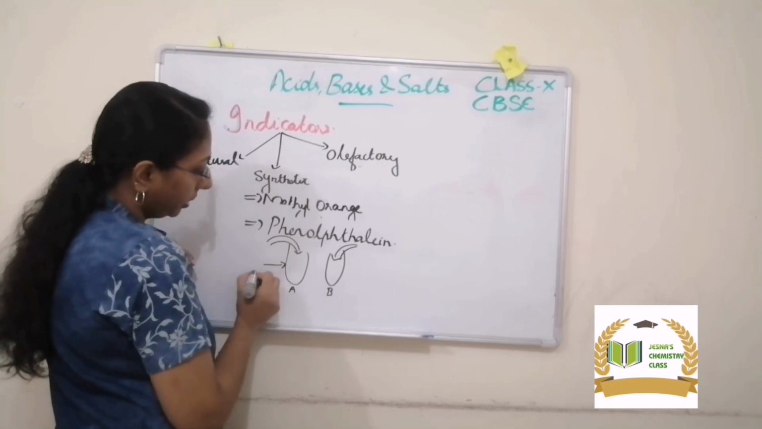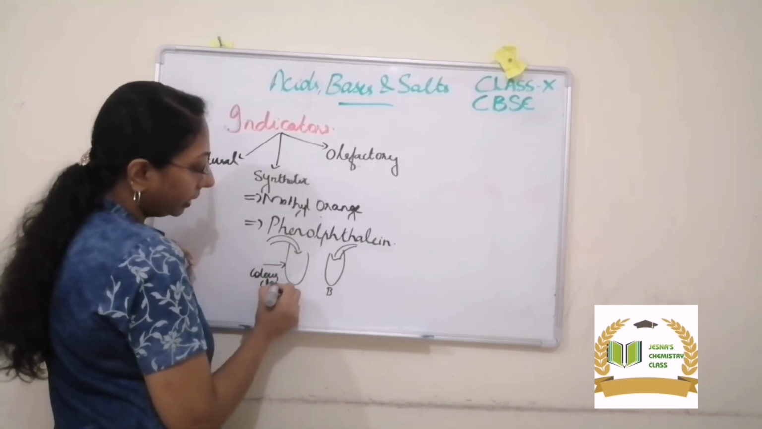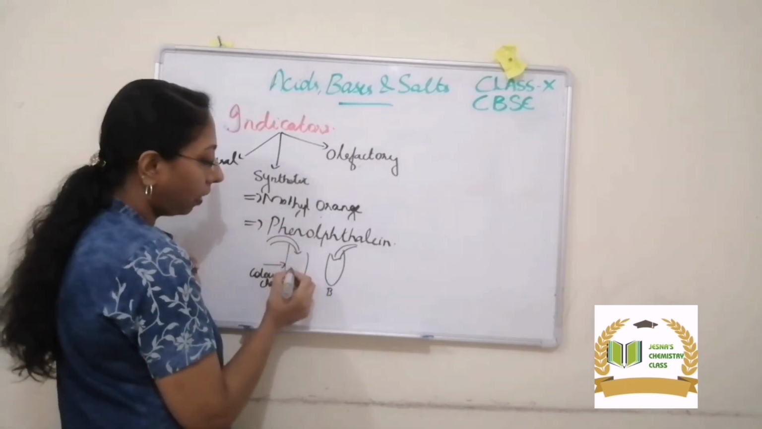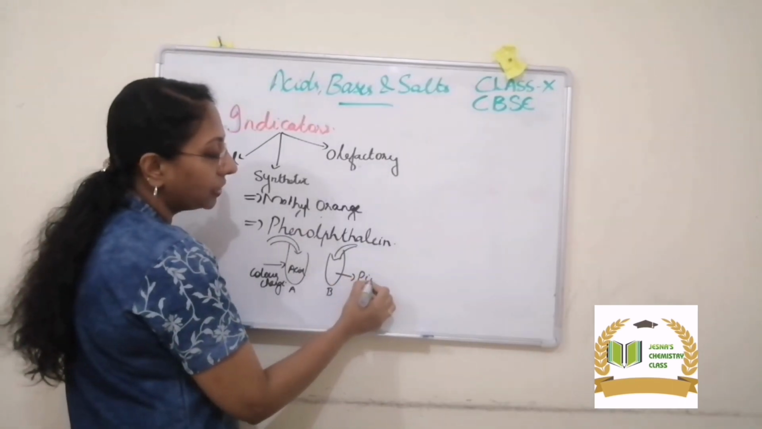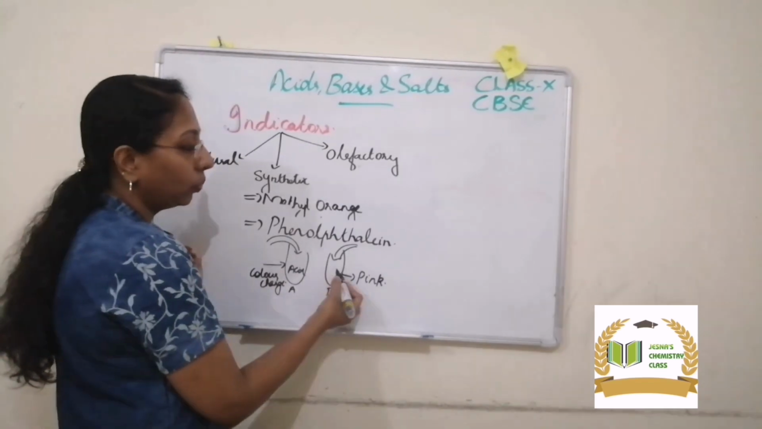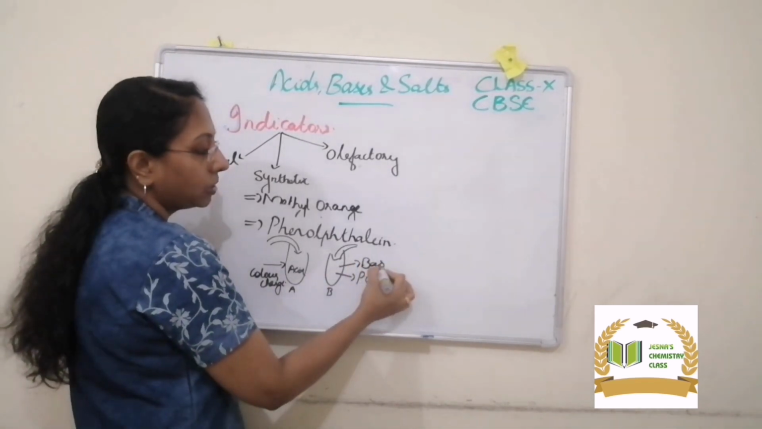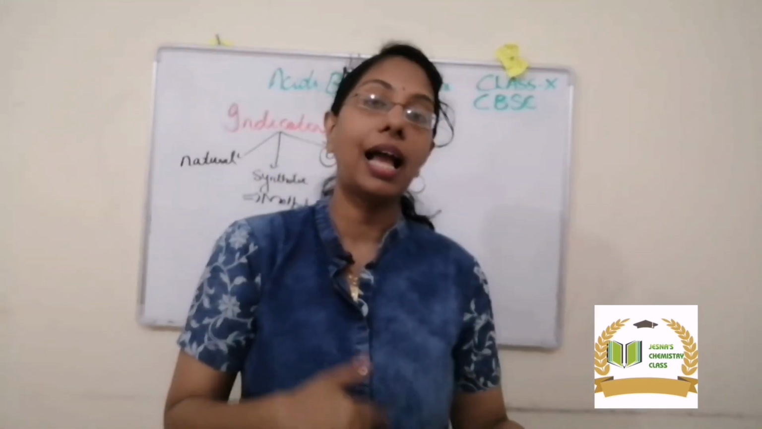In one, there is no color change. When we add phenolphthalein to a solution and there is no color change, we can call it an acid, and if the color of the substance changes into light pink, then we can call it a base. So phenolphthalein is an indicator used to identify both acid and base.